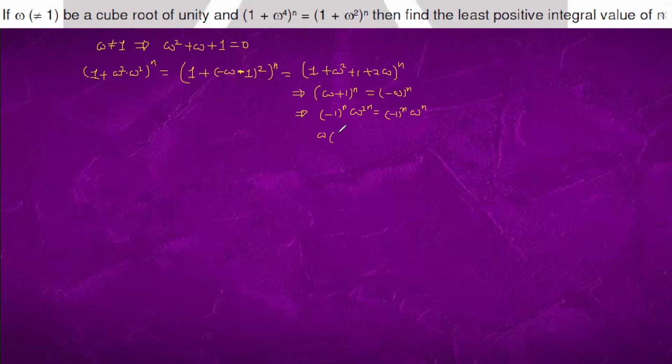So we have omega n minus 1 equals to 0. So omega n is 0. Omega can't be equals to 0. So omega n is equals to 1.